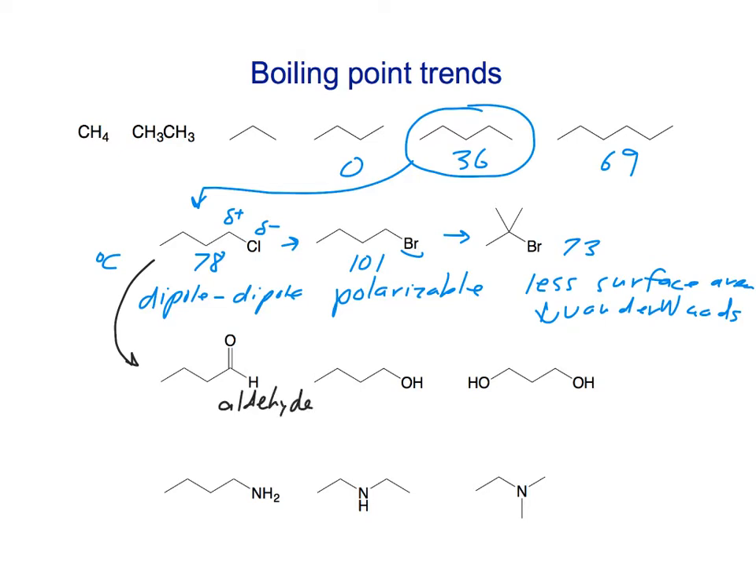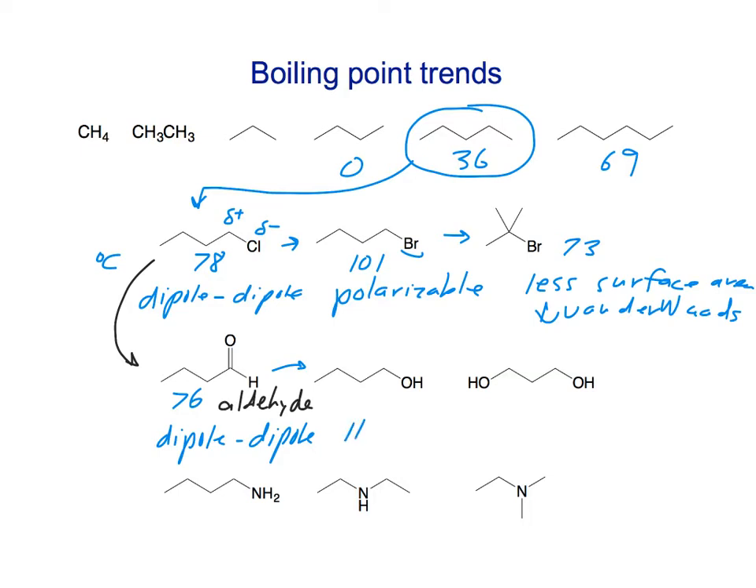Okay, we should add more dipole-dipole interactions, or have similar dipole-dipole interactions. And so the boiling point of this aldehyde is 76 degrees, which is similar to the chloro compound. What about if we go to the alcohol? How's that going to change the intermolecular interactions?